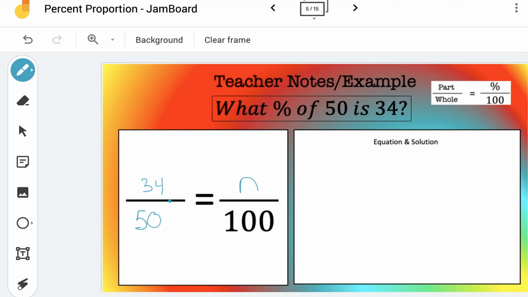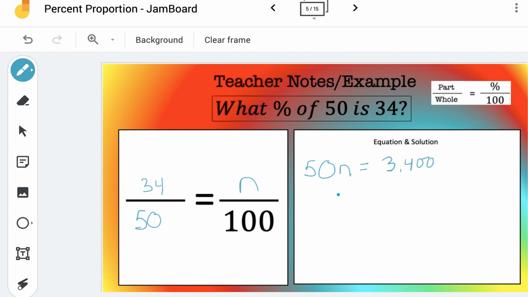Next thing we have to do is write the equation, okay? Remember, when you have a proportion, the cross products are equal. So I know that 50 times n is going to be 50n. So 50 times a number is going to equal 34 times 100, which is 3,400.